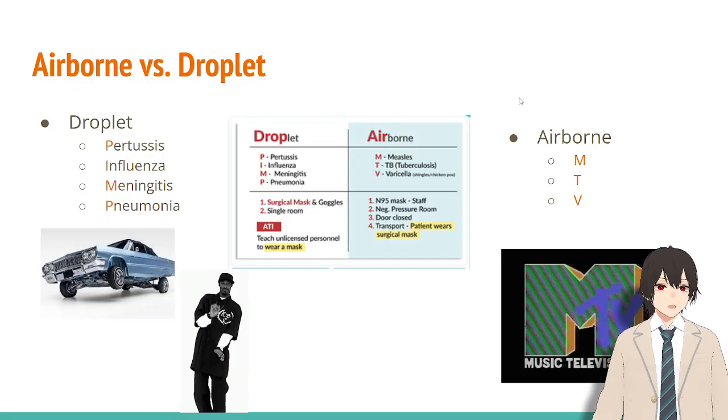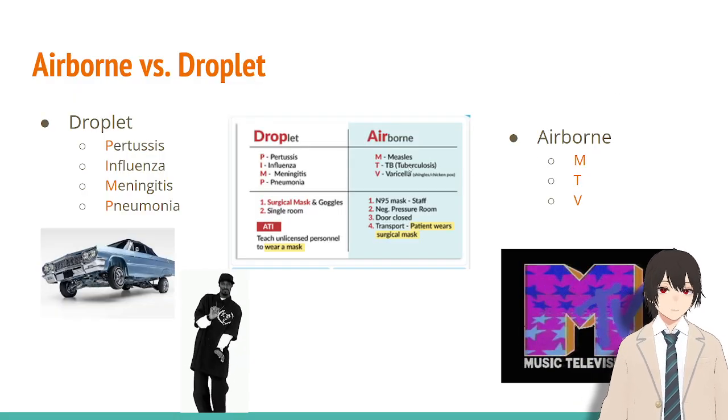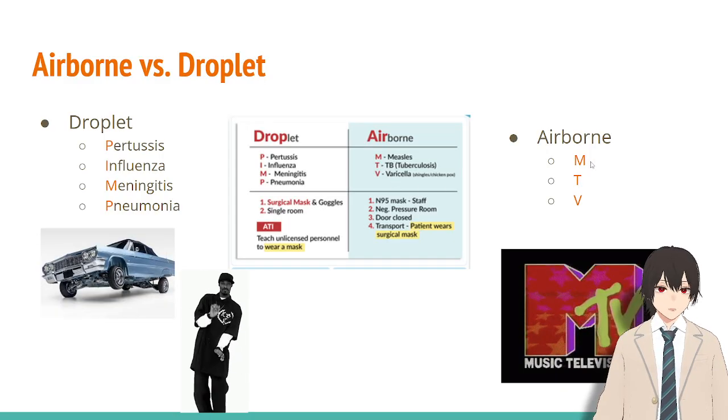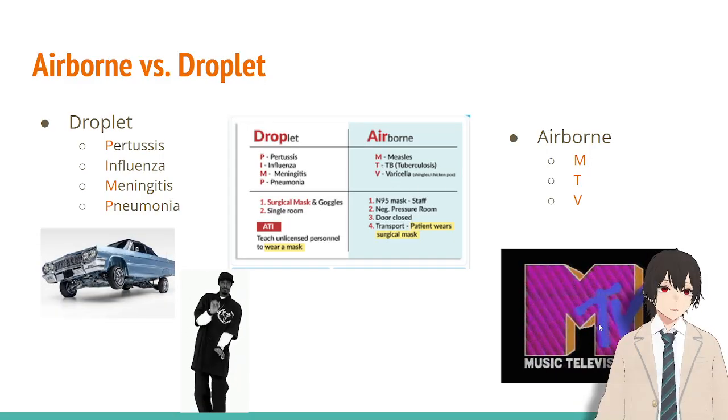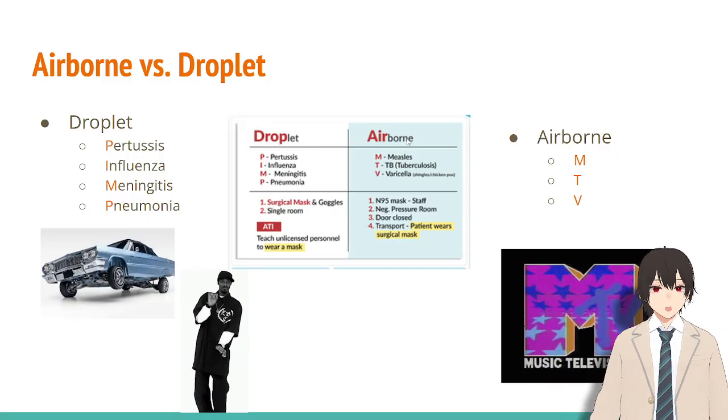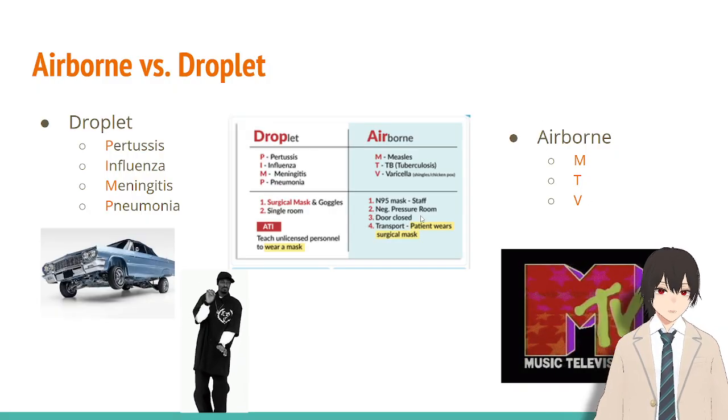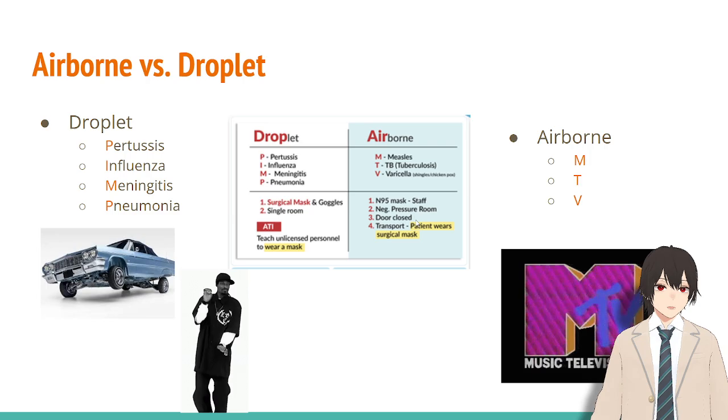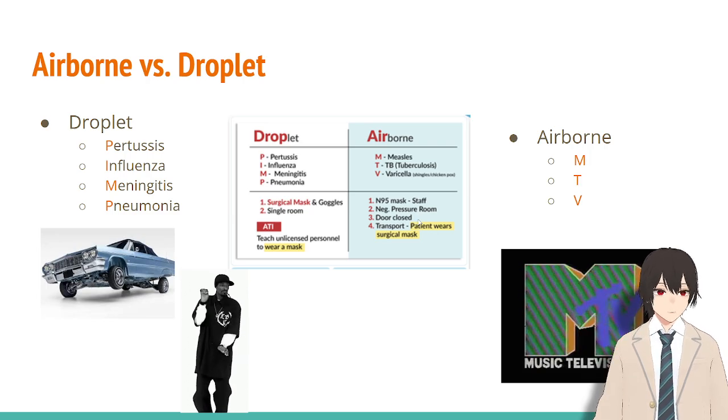Airborne diseases are a bit smaller in size, and these are the measles, TB, and varicella. And you think of On Air with MTV, like the 90s TV show. They're on air, right? Now, you need an N95 with a negative pressure room and the door closed at all times, right? You need an antechamber to even get in here.